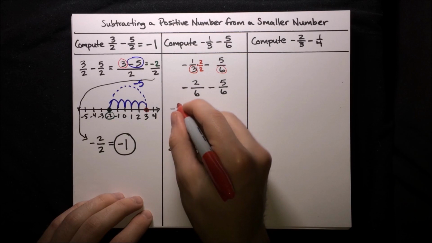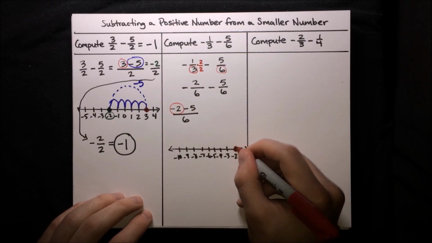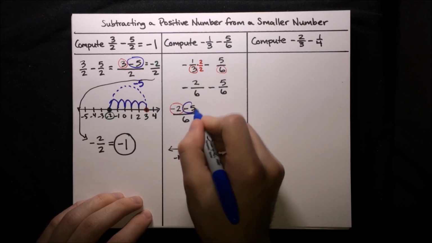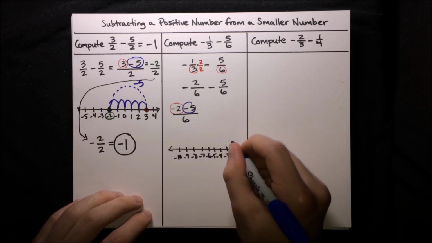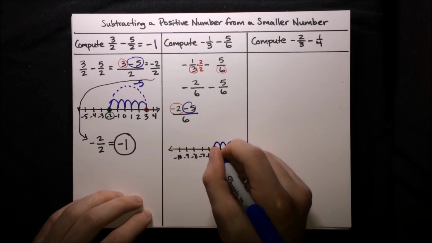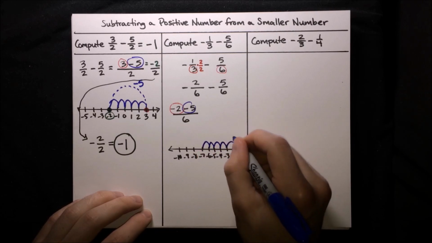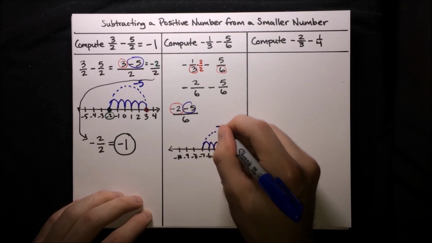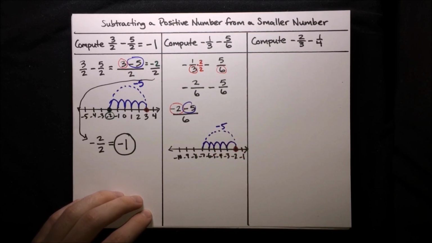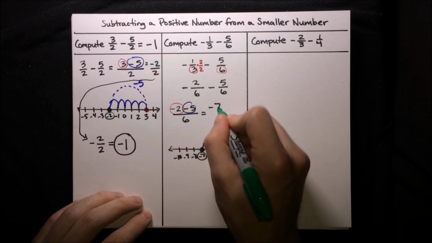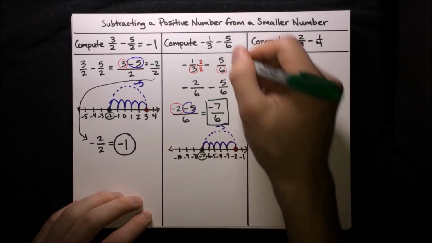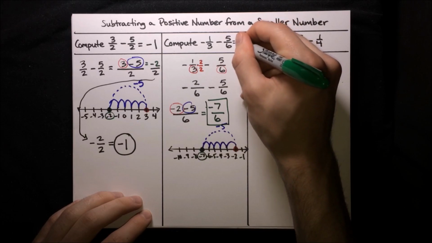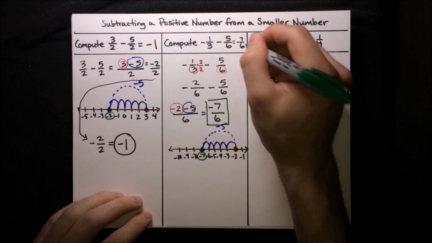So first number is -2, so we'll put a dot there. And how many jumps are we making? Well, we have to go back 5. We have to subtract 5, so that's 5 unit jumps in the negative direction. There's 1, 2, 3, 4, 5. And so this is a whole jump of -5. And then where do we end up? Well, we end up right over here at -7. So this becomes -7, and keep the same denominator, over 6. So -7 over 6, that is our result. -1/3 minus 5/6 is equal to -7 over 6.